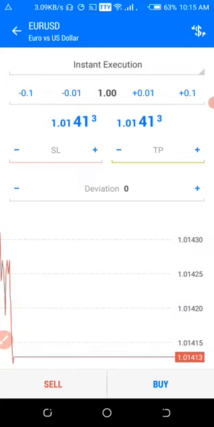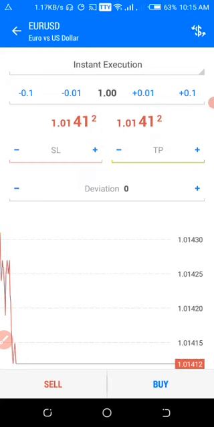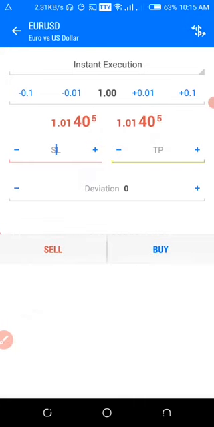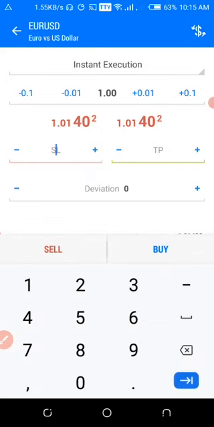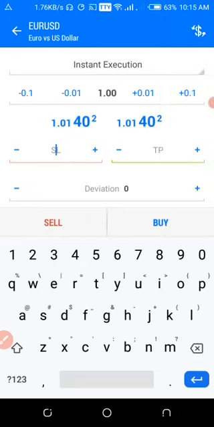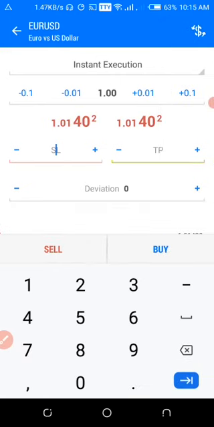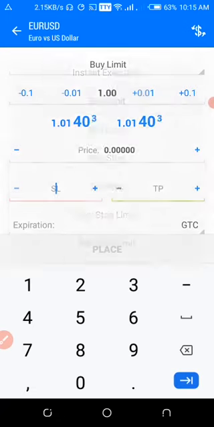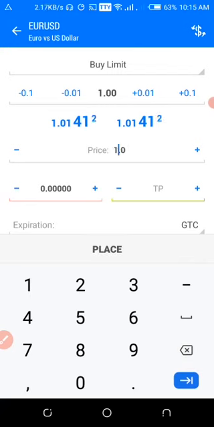the lot size of 1, and of course we are going to be trading the EUR/USD. Here is where you put, maybe you want to buy, at which buying price. Maybe you want to buy it when it is at 1.0130, when it drops by like 100 pips from now.